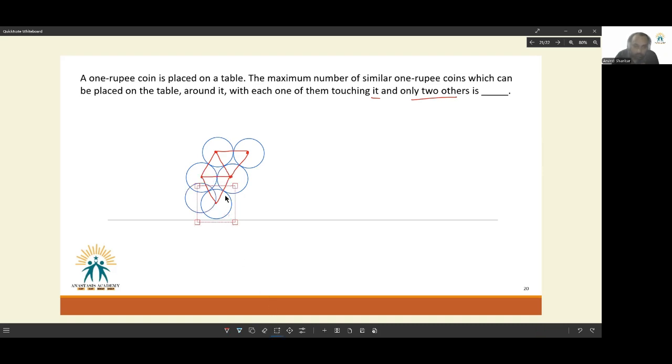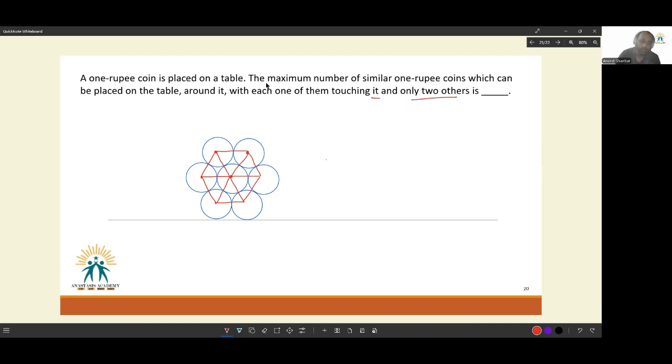This is done. Okay. Now the next one would go here. And the final one will go here. See what sort of shape is getting created with n number of equilateral triangles. Clearly, a hexagonal shape gets created. Now, how many coins are there on the table? 7. But read the question very carefully.